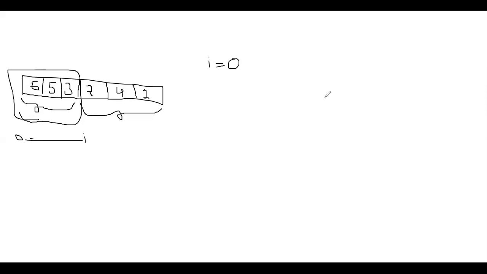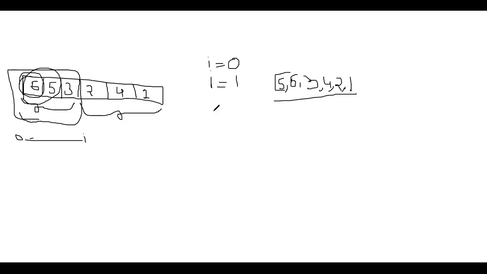Is this subarray sorted in itself? Yes. This is just one element. One element is a sorted array. Now let's make I is equal to 1. Is this subarray sorted in itself? No. Why? Because 6, 5 is not sorted. So somehow we'll make this array sorted. Now we have 5, 6, 3, 4, 2, 1.